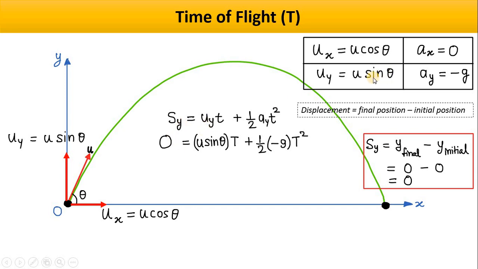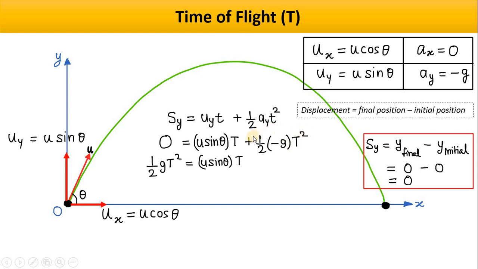And the uy value you can take from here, u sin theta. T means the time taken. So the time taken from starting point to the ending point, the total time T, I am writing with capital T. Capital T here represents the time of flight, the total time taken. And half into a t square. So acceleration along y direction is minus g and into t square, the time taken. Let us solve this equation.